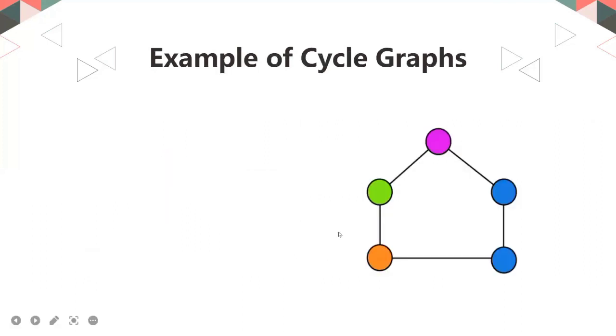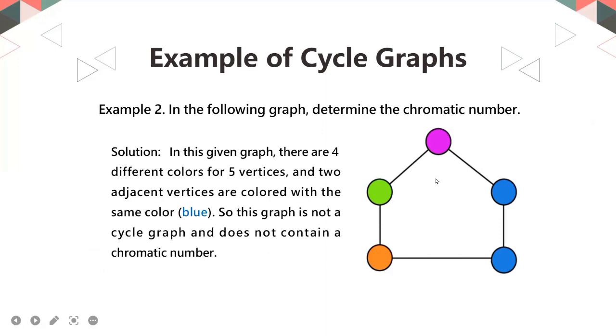Another example of a cycle graph. Considering this graph is a cycle 5, you can see that there are only 4 colors. There are 2 blue. In this given graph, there are 4 different colors for 5 vertices, and 2 adjacent vertices are colored with the same color blue. As you can see, blue and blue are adjacent. So this graph is not properly colored and does not have a valid chromatic number.